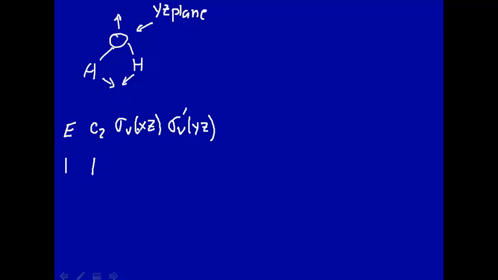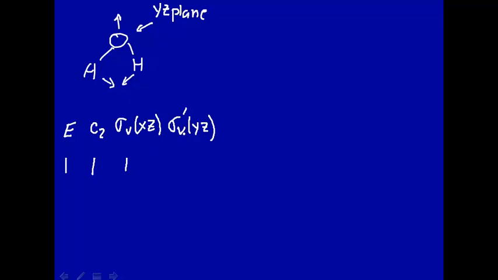Let's look in the XZ plane. That's the plane coming out towards you, containing the rotation axis. Well, if we reflect that in there, it'll point the same way. This one reflecting over here will point the same way. And of course, this vector being in the plane, when you reflect it, won't change. So it looks like the character for that is 1.